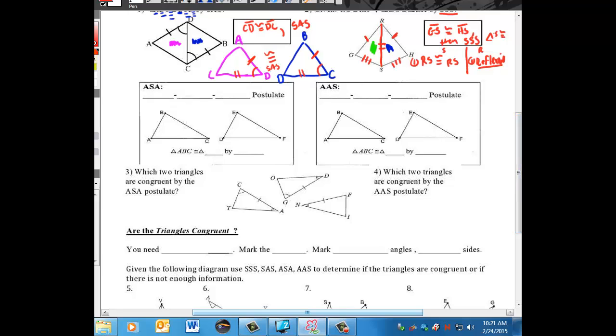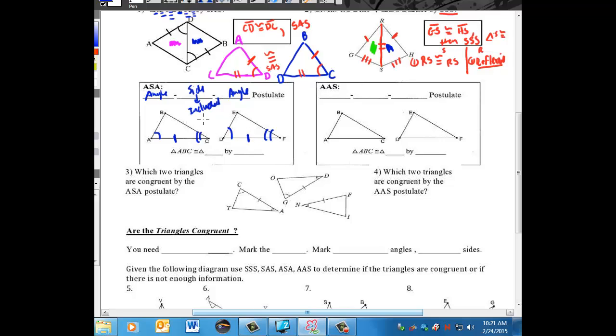Alright, next one we have is called angle, side, angle. So let's get that written down. We have angle, side, angle. And alright, let's make our markings. We have an angle. And note here that this side has to be an included side. It has to be between 2 angles. So let's mark angle C and angle F. And if I mark these 2 angles, then the side that we would need would be AC and DF.